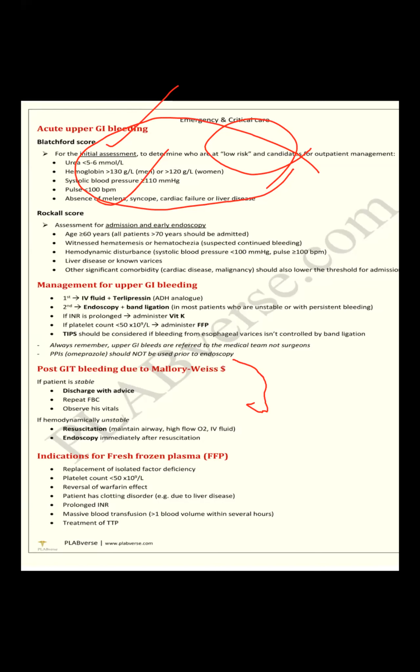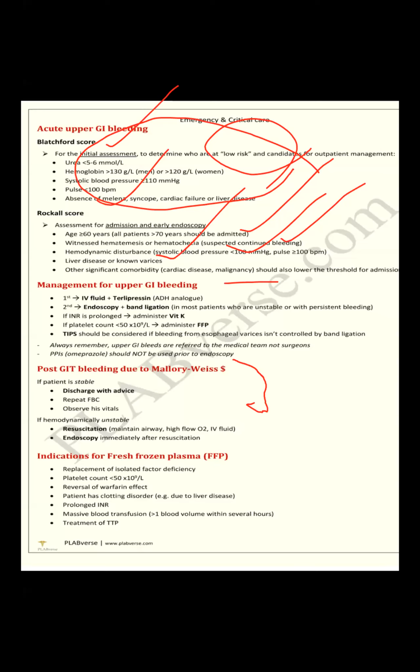The Rockall score is for assessing admission. You are an OPD doctor, but you need to admit the patient. How? Age, hematemesis, hematochezia, ongoing bleeding, hemodynamically not stable. You are measuring the blood pressure, but it's 90/60 or 80/60. Liver disease, cardiac disease and malignancy, the comorbidities.